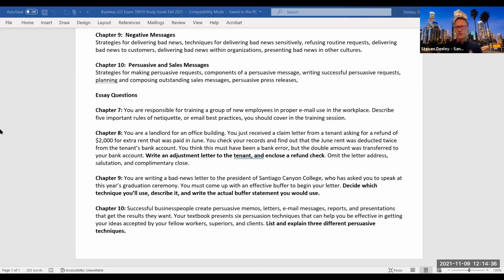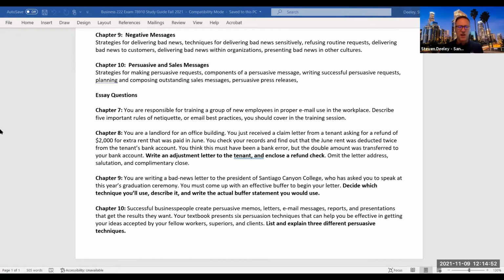Describe it and write the actual buffer statement. So all you need to do is say, I've decided to use this technique and it does this, and then write that actual buffer statement. You don't need to write the entire message, just the things that are listed here.